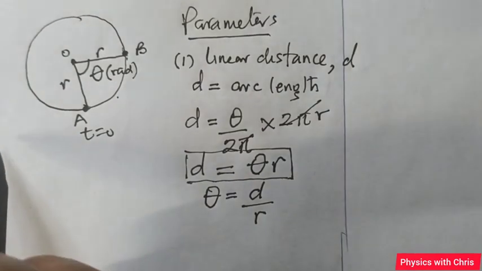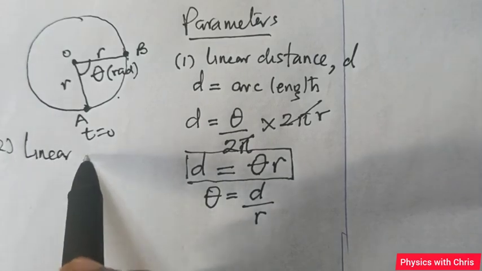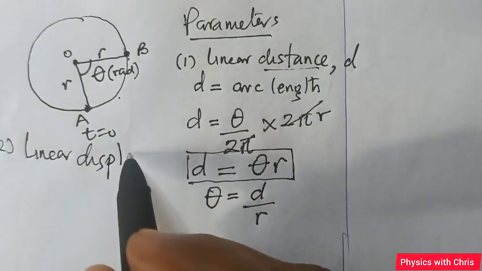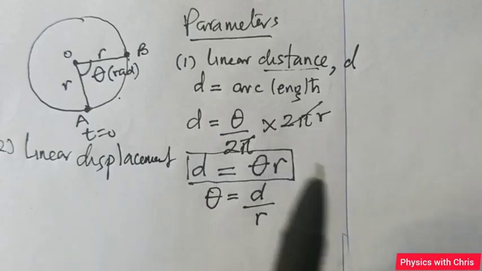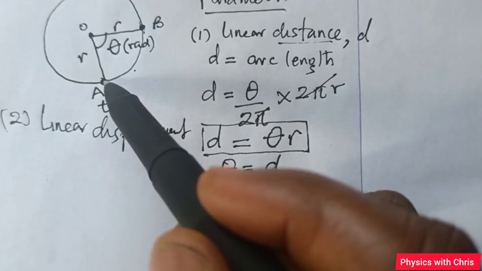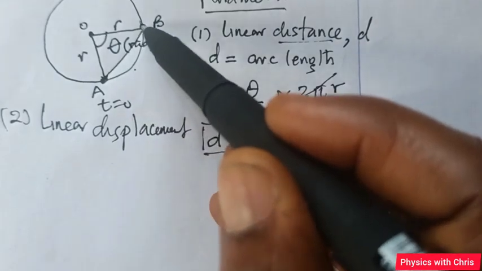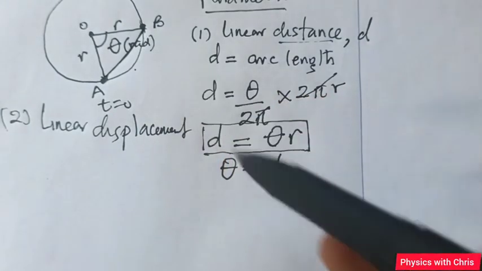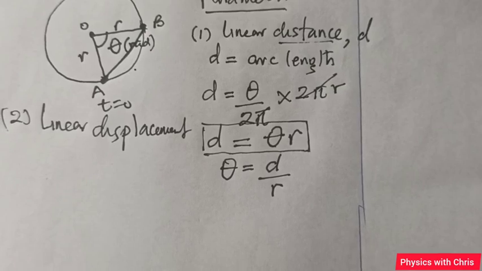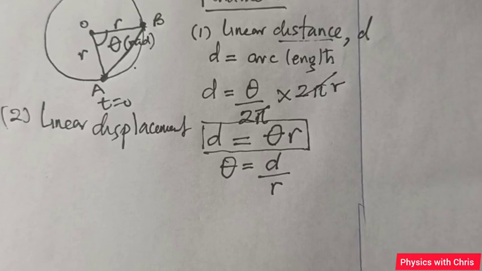All right, again, I want to look at the linear displacement. We've seen the linear distance, or just the distance covered. How about the linear displacement of this body? Because this body moved from point A to B, it has covered a linear displacement. That is a straight line that links A to B. The length of this straight line is equal to the linear displacement of this body as it moved from point A to another point B along the circle.